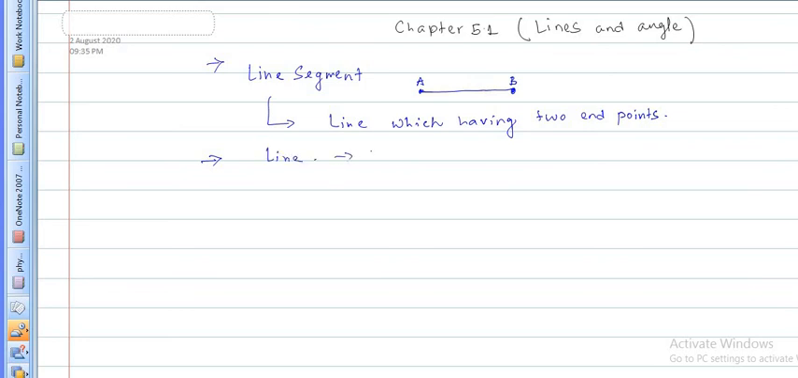Now what is a line? We can say that line is having no endpoints. So no endpoints means that it is extended in both directions. Now, if this is a line, then this can be extended in this direction. This can also be extended in this direction. So it is having no endpoints. Isn't it?